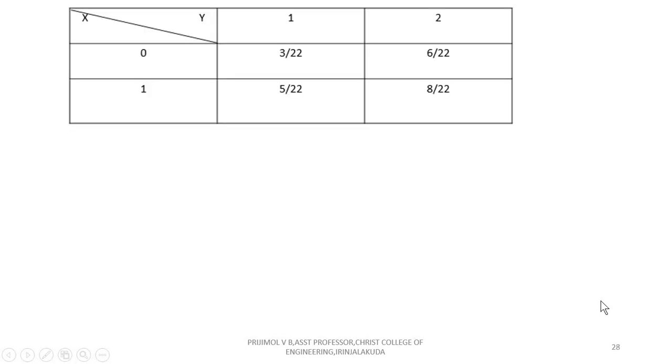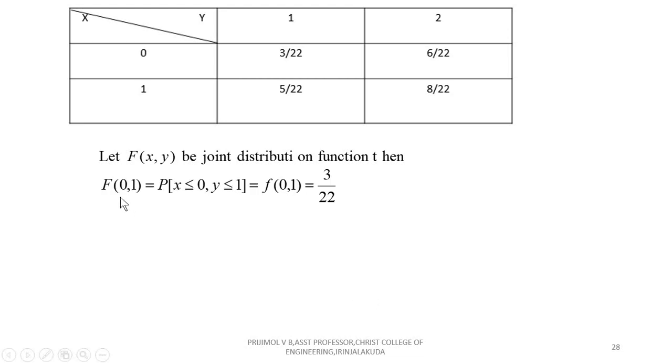Next I am going to find out the distribution function. Let capital F of x, y be the joint distribution function. Then F of 0, 1 means the maximum value of x must be 0 and the maximum value of y must be 1, which is the value of f of 0, 1, and from the table we have 3 by 22.